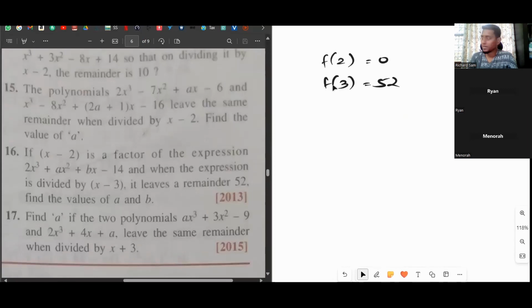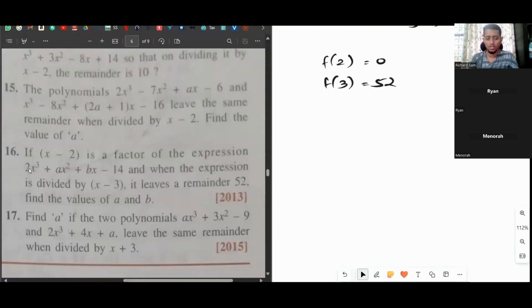F of 3 is the remainder. According to the remainder theorem, because you're dividing with x minus 3, you know how from x minus 3 to get f of 3? You take the minus 3 to the right side and it will become plus 3.